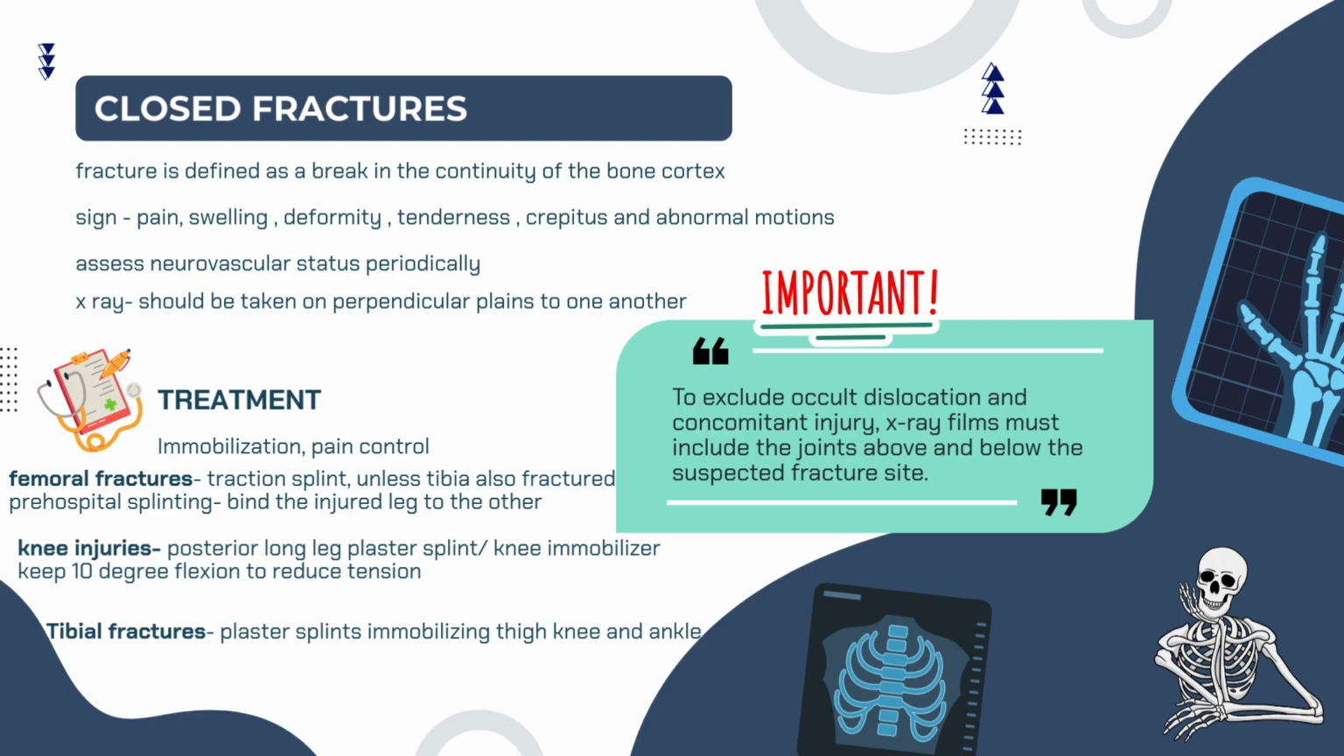For femur fractures, we can put a traction splint, unless the tibia is also fractured. In a pre-hospital setting, we can use binding of the injured leg to the other as a splint. For knee injuries, the posterior long leg plaster splint or knee immobilizer can be used. Keep 10 degrees of flexion in knee injuries to reduce the tension of the muscles. For tibia fractures, plaster splints immobilizing the thigh, knee and ankle can be used.